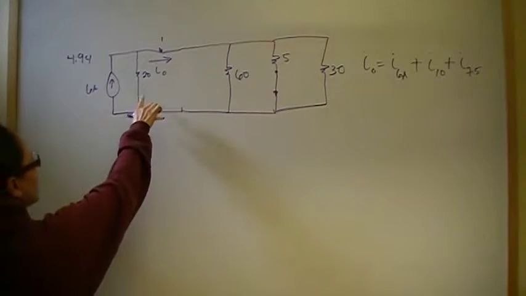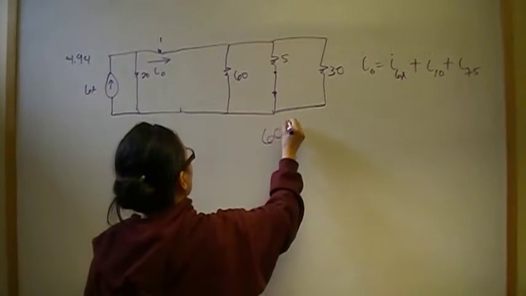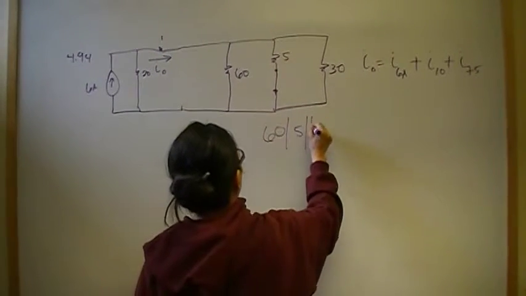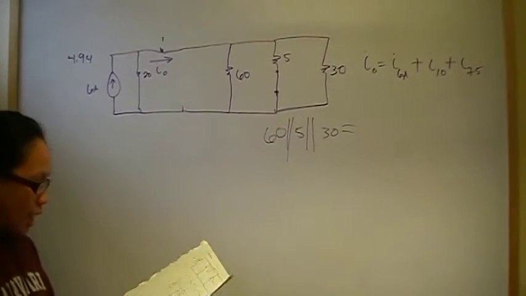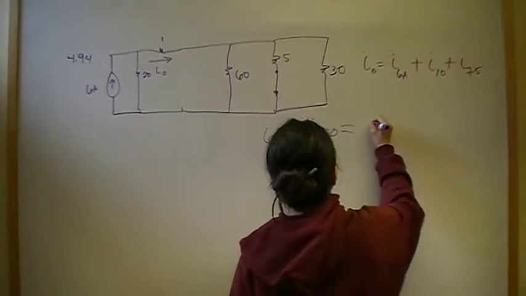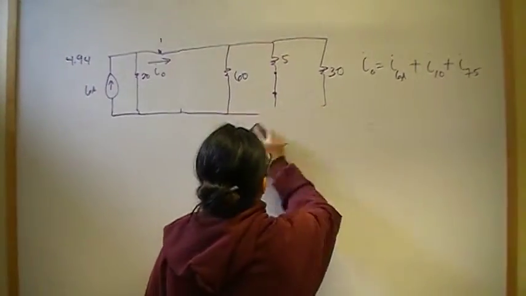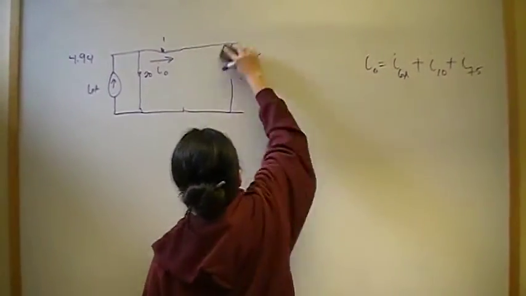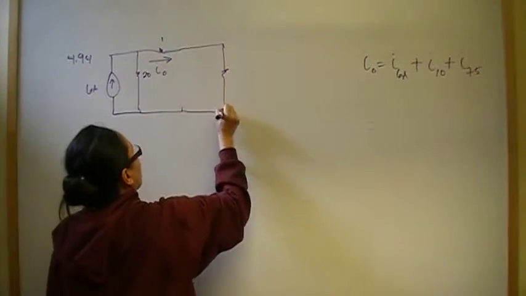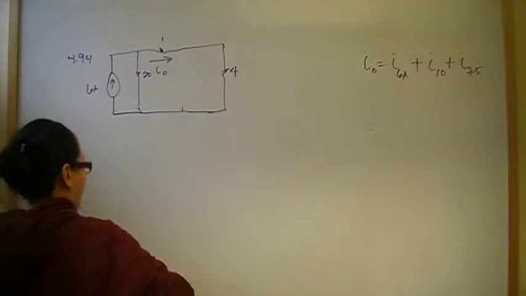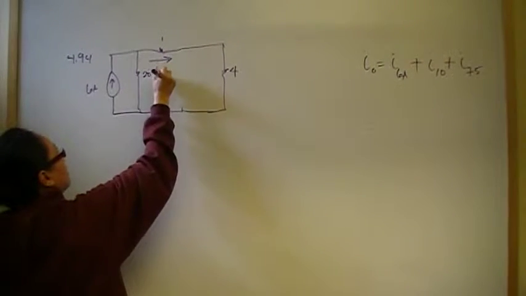So we got 20 here, and then we got these 3 here. 60 is in parallel with 5 is in parallel with 30. And when you do that, you should come up with an equivalent resistance of 4. So let's go ahead and replace all that with 4. So all of this is really 4 amps. And we're looking for this I6.